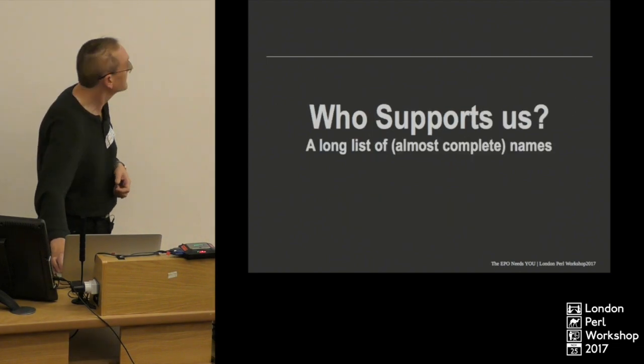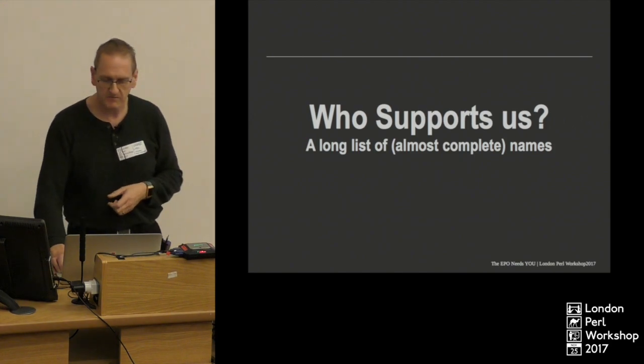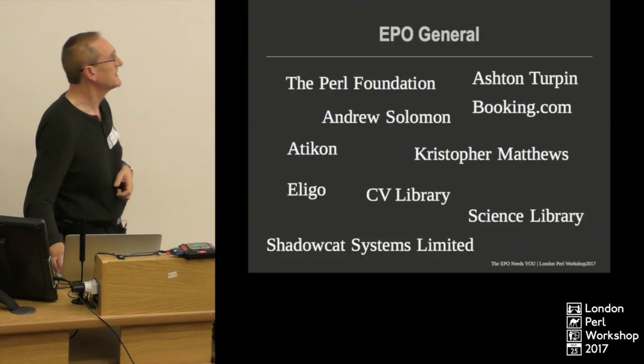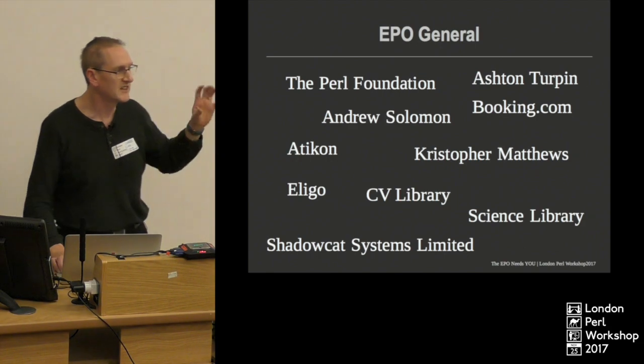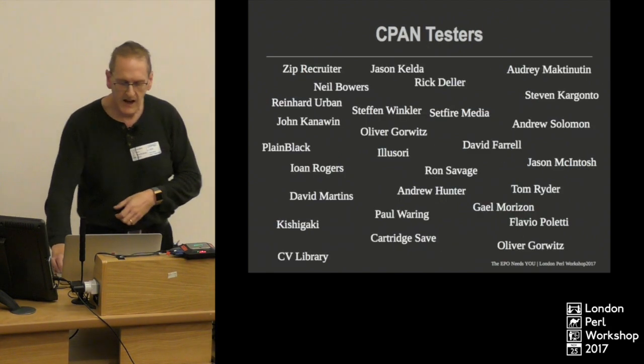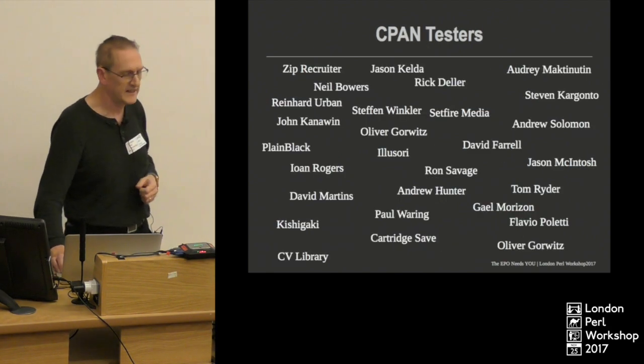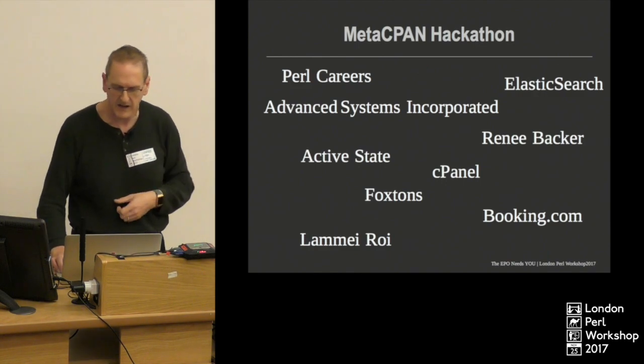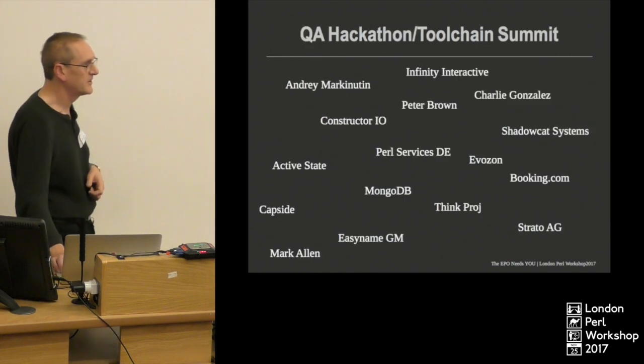Who supports all of that? So there's a lot of names going to flash up. The EPO in general needs money. So all of these people have given money just to the EPO to run and manage its costs. And then all of these people gave money to the CPAN Testers, and then all of these people gave money to the MetaCPAN Hackathon, and all of these people gave money to the QA Hackathon.